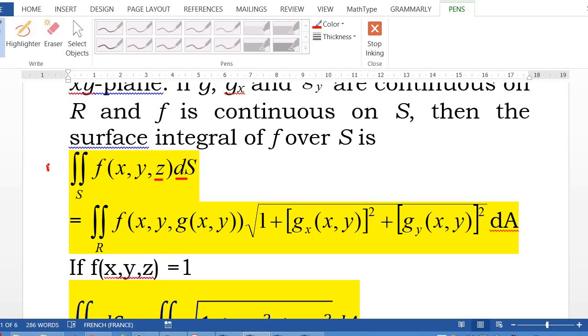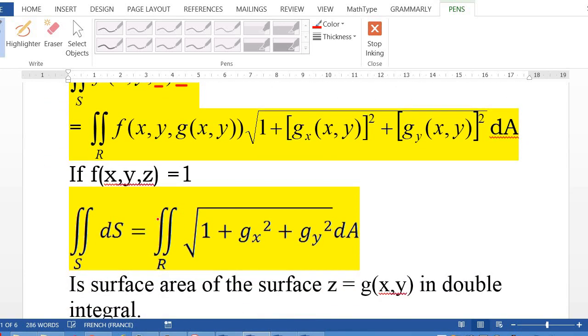This represents the mass of a lamina in 3D space with an inhomogeneous density function. So you have density times area giving the mass of the lamina in 3D space. If f(x,y,z) equals 1, this is the surface area S of a surface given by z equal to g(x,y).